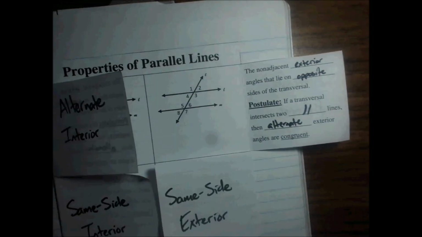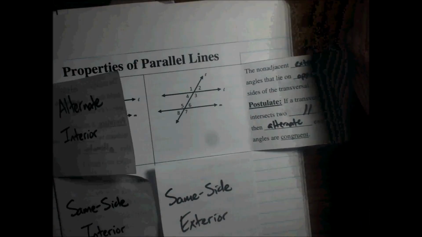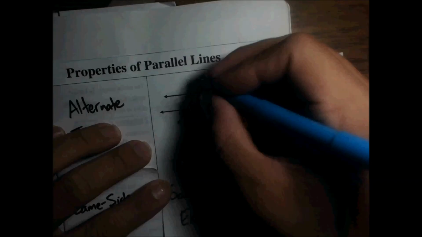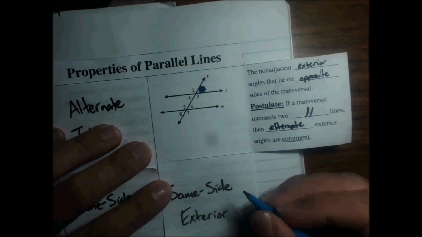So if we look at level, let's color this one in. Angle 2 would be opposite. Exterior would be 8. So opposite sides, still on the outside. So like angle 2 would be congruent to angle 8.